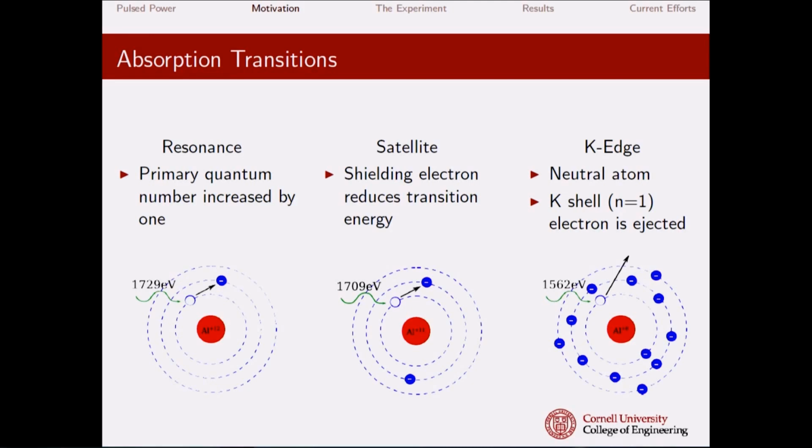In a satellite transition, the electron moves from exactly the same place to the same location, except that we now have this extra electron sitting down here. That serves to screen the nuclear charge slightly and reduces the energy needed for the transition. So we now drop 20 electron volts to 1,709. And then if you take this all the way to neutral, you have an aluminum atom with 13 electrons running around the nucleus. In this case, a K-edge transition kicks an electron from the innermost shell all the way out into the continuum, and that takes 1,562 electron volts. So what you can see is that we're getting a range of transitions, or families of transitions, that will all appear relatively close to each other.